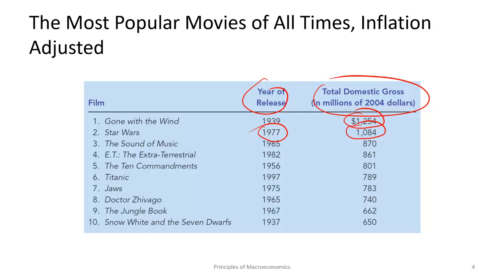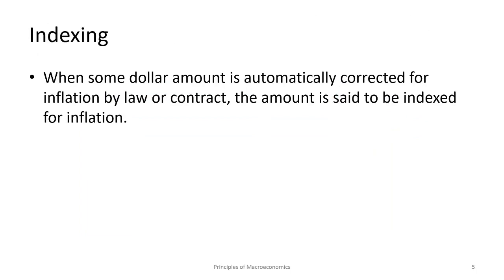There are other uses of all this. Another use is something called indexing. And what is indexing? When some dollar amount is automatically corrected for inflation by law or contract, the amount is said to be indexed for inflation. Typically, over time prices do go up. You might have an indexation clause in your labor contract, so every time prices go up, your salary gets adjusted accordingly. Because mind you, if your salary remains the same and prices are going up, that means the purchasing power of your salary is decreasing.